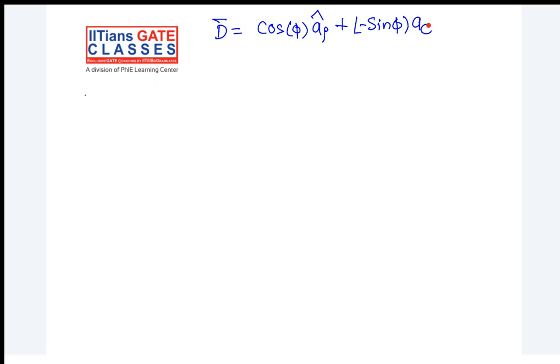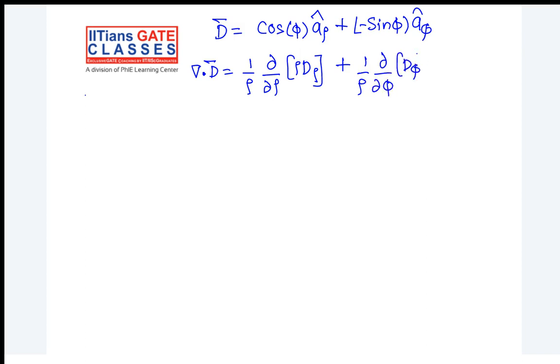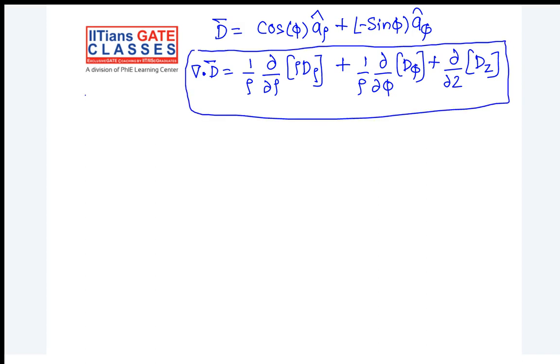If you are recollecting the divergence equation again, there will be 1 by rho dou by dou rho of rho d rho, plus 1 by rho dou by dou phi of d phi, plus dou by dou z of dz. Please cross check with the previous class. This is the divergence equation in the case of cylindrical. So try to substitute values, you can straight away do that.